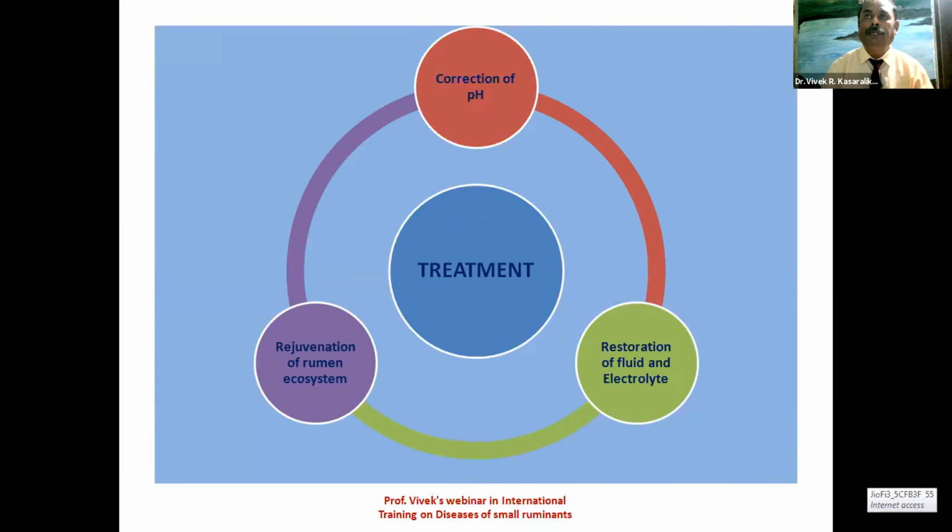What are the goals of treatment in case of lactic acidosis? There is a 3-pronged approach, as we call it, and on 3 grounds you have to work to save the life of the animal. The first and foremost is the correction of pH. The second is restoration of fluid and electrolyte balance. And the third important criterion of treatment of ruminal lactic acidosis is rejuvenation of the rumen ecosystem, because we have seen that lactic acidosis totally destroys the rumen ecosystem. You have to bring this rumen ecosystem back to normal so that digestion will take place and the animal will regain its normal. So let us go to the next slide.